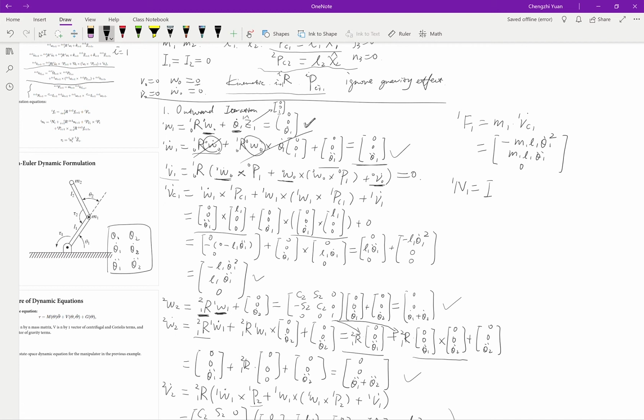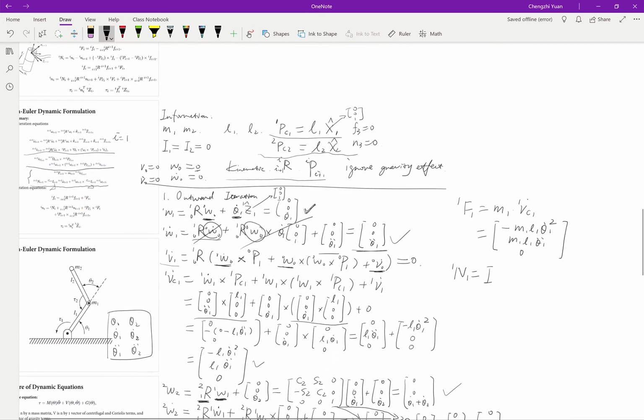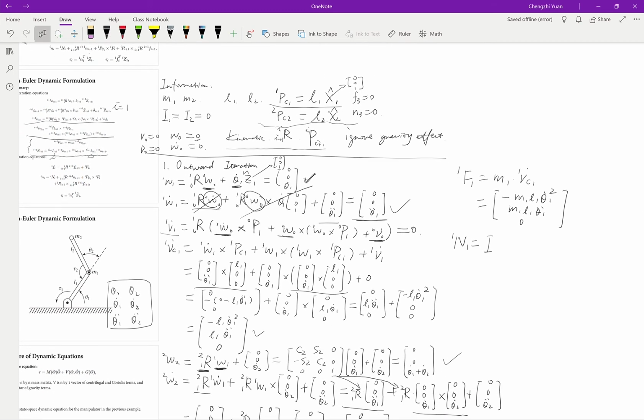Observe that the moments are always related to the inertia I, right? And you already know that the inertia for each of the links is equal to 0. Okay, so that's simple, right? For both links, the inertia will always be equal to 0. So N11 equals N22 equals 0.